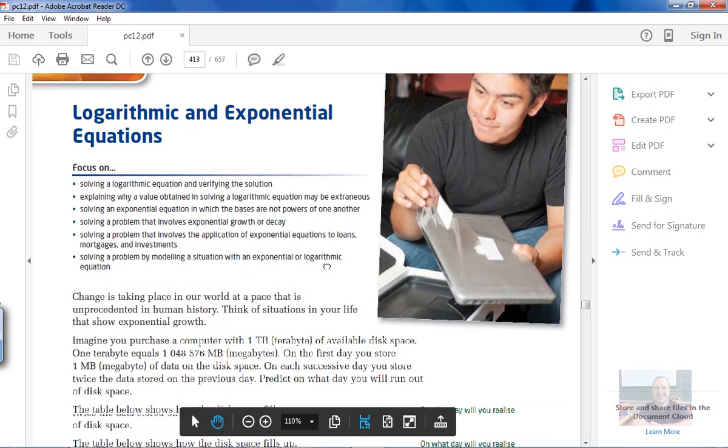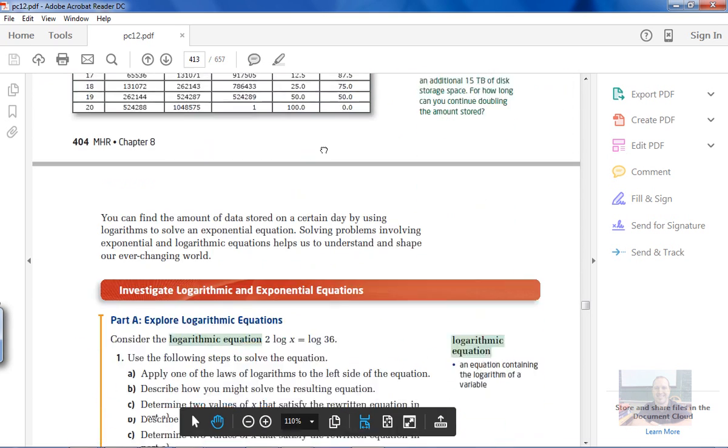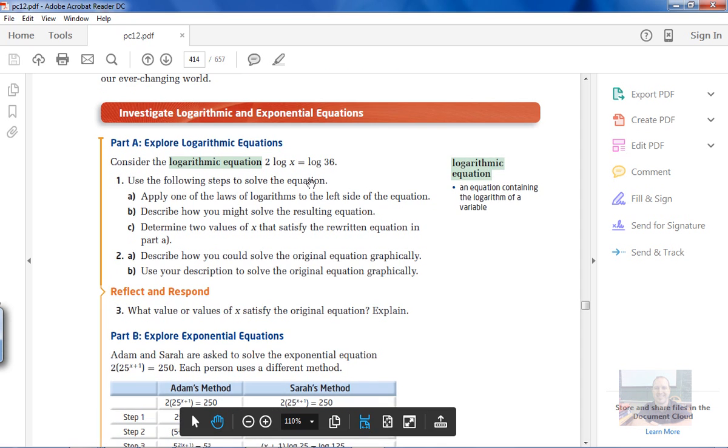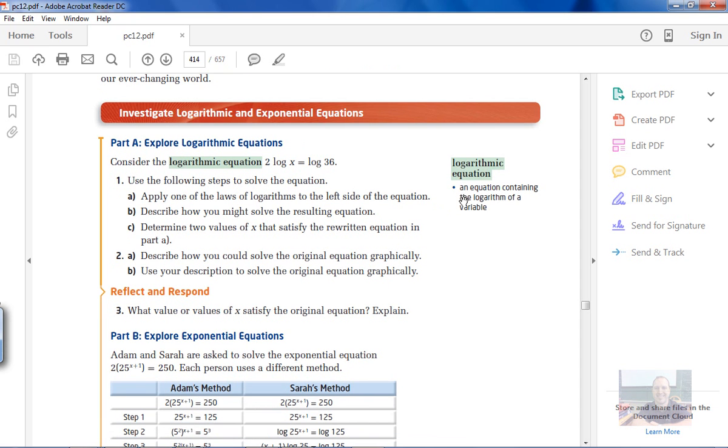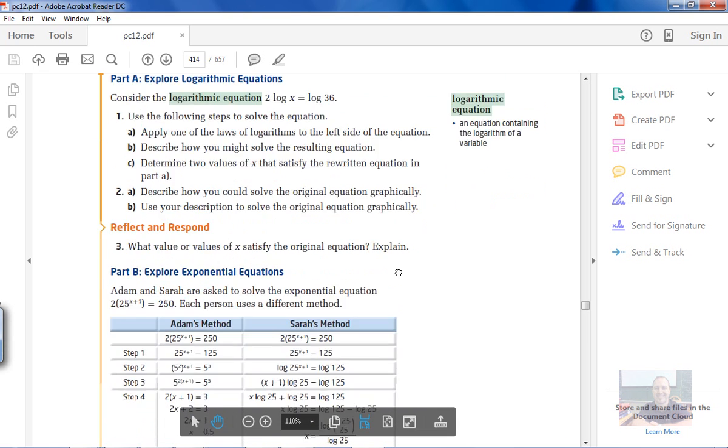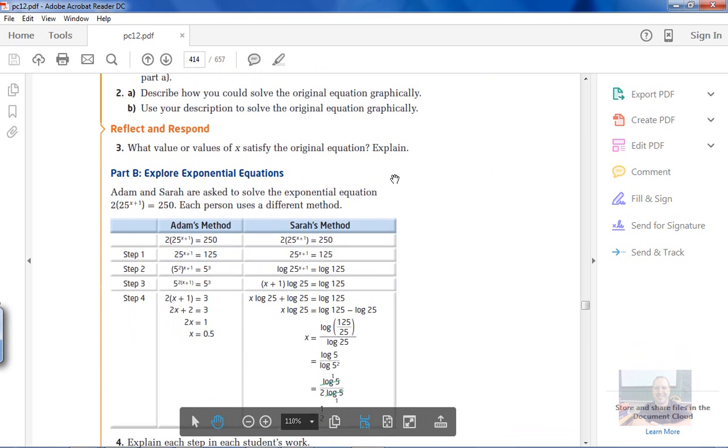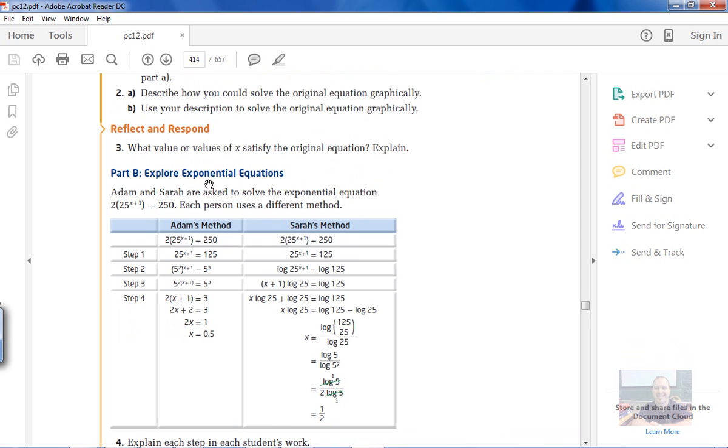And so this is the big deal. This is where exponential equations and logarithmic equations meet. A logarithmic equation, as you see in your book, is an equation containing the logarithm of a variable. In this one we have x as a variable, so that's considered a logarithmic equation. Now, when we talk about exponential equations, this is an exponential equation because the x is in the exponent position.